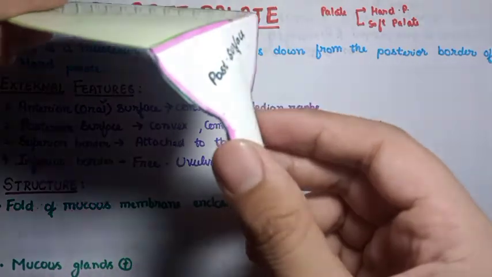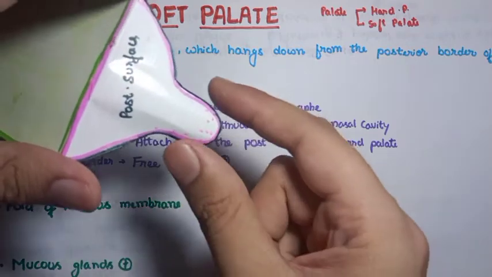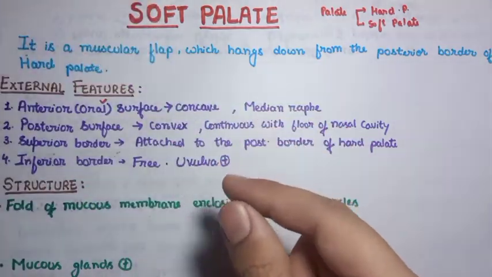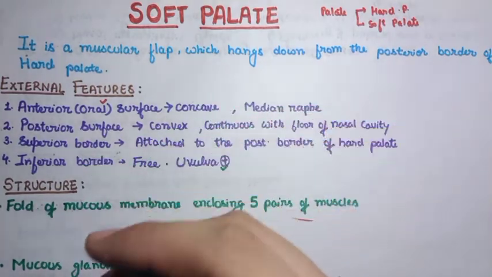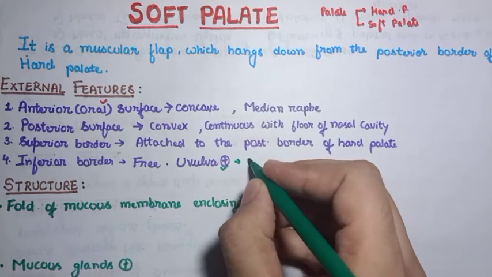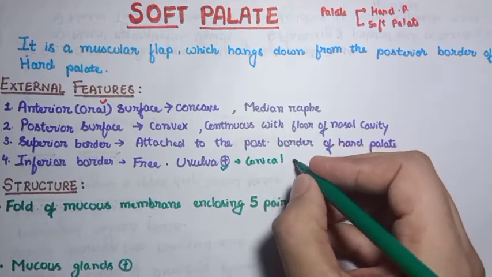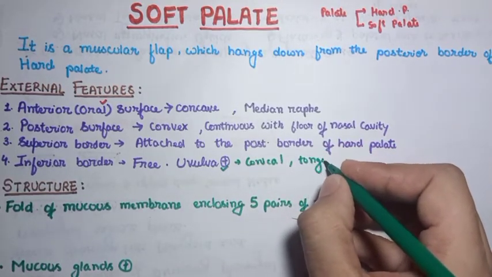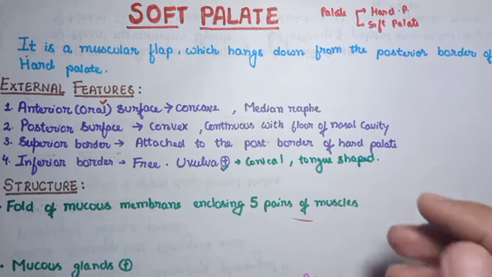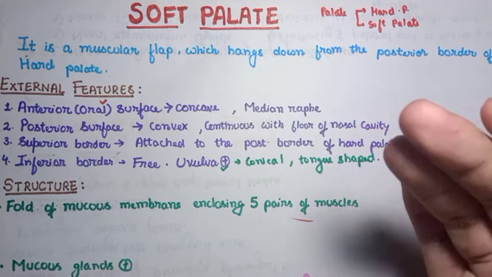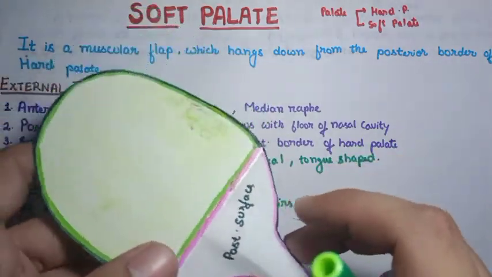And what of the inferior border? It is free. As you can see, the inferior border is not attached to any structure, and it contains a conical projection which is called the uvula. The uvula is present on the inferior free border of the soft palate, which is a conical structure. Its shape is like that of a tongue. So it is a tongue shaped conical structure which hangs down from the middle of the inferior border of the soft palate.